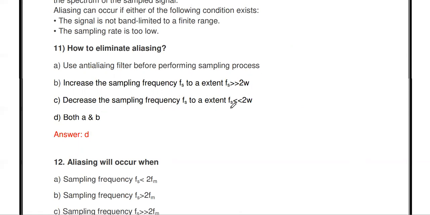The third one, decrease the sampling frequency. No. Then both A and B. Both A and B is the answer. We have to use an anti-aliasing filter, and we have to use a sampling frequency much greater than 2W. These are the two things in order to eliminate the aliasing process.